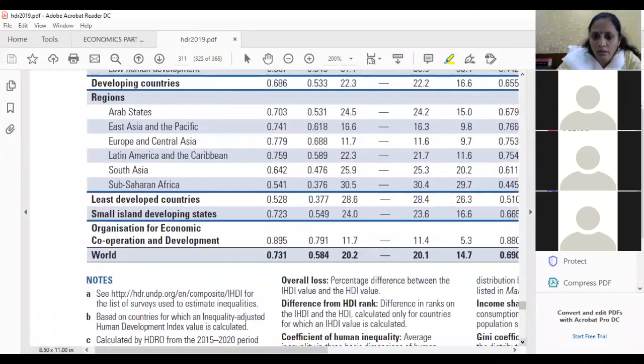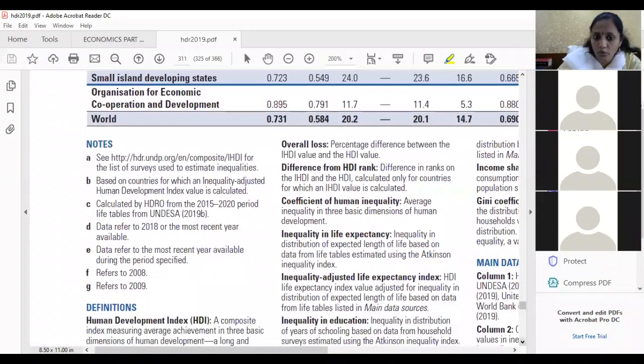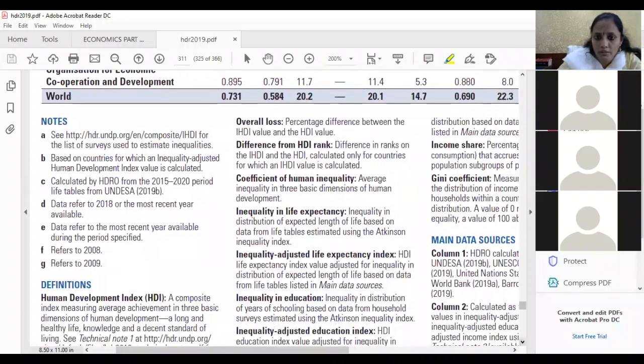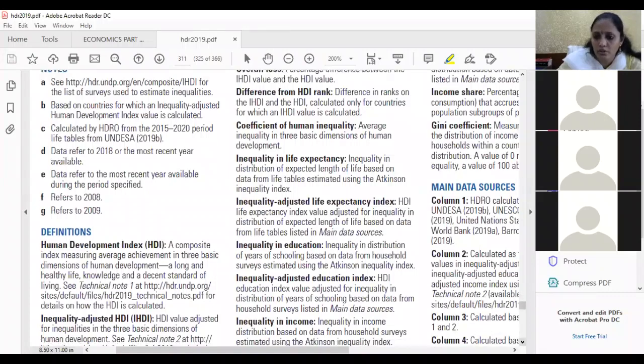And in the report itself, you can see the mention of this word Atkinson. Are you able to see that? All this inequality adjustment is being done making use of the Atkinson inequality index, right? If you want to look at the technical note, you can go to the link which is given here. We are not getting into that much detail for the examination.